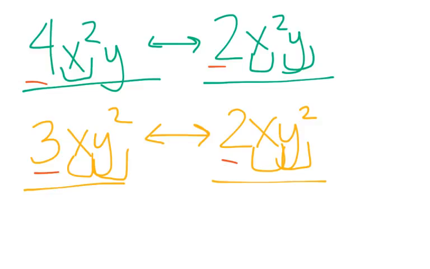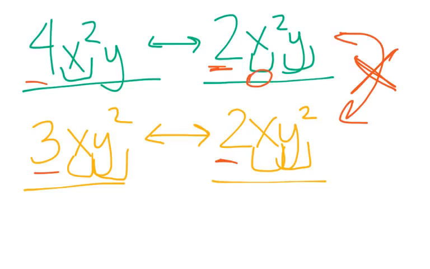However, 2x squared y is not a like term to 2xy squared. Even though the coefficients are the same and both have x and y as variables, in this term over here, x is raised to the power of 2, and in this term over here, x is raised to the power of 1, and the y's have different powers as well. So these two are not like terms to each other.